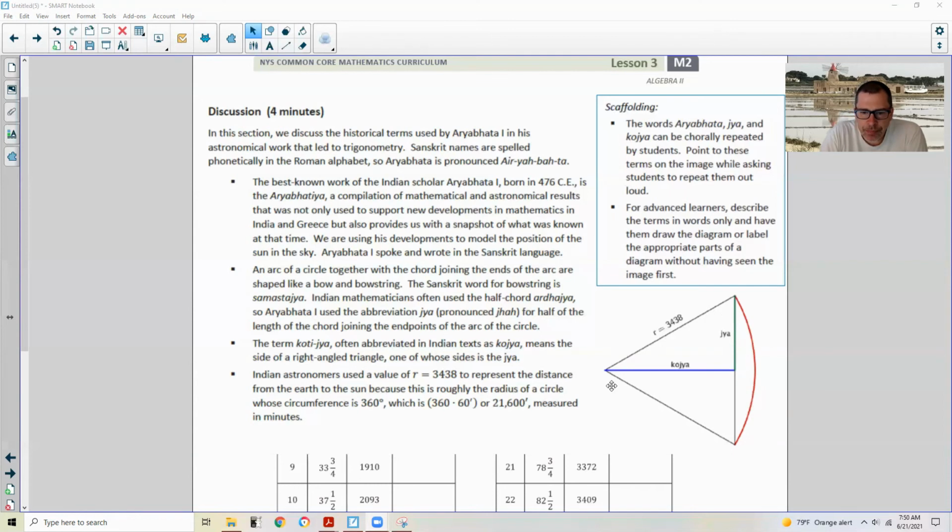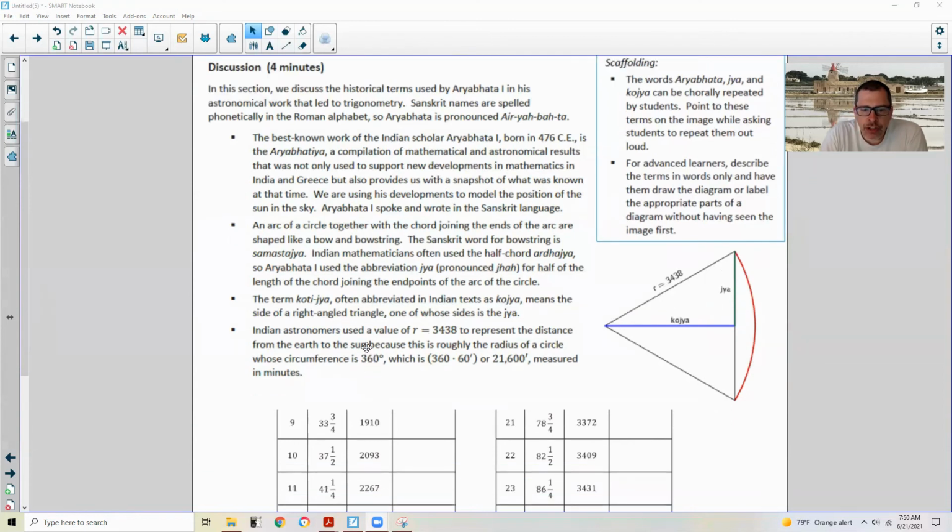There's the right triangle. Indian astronomers use the value of R to be 3,438 to represent the distance from the Earth to the sun, because this is roughly the radius of a circle whose circumference is 360 degrees, which is 360 times 60 minutes, or 21,600 minutes measured in minutes.